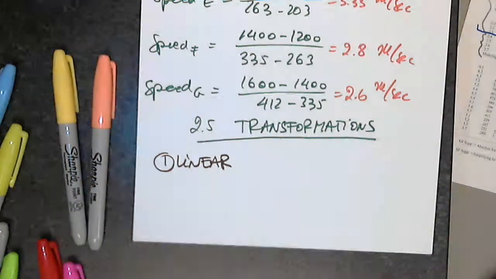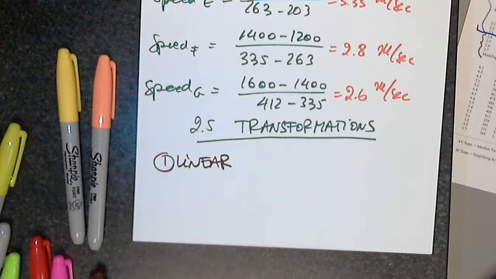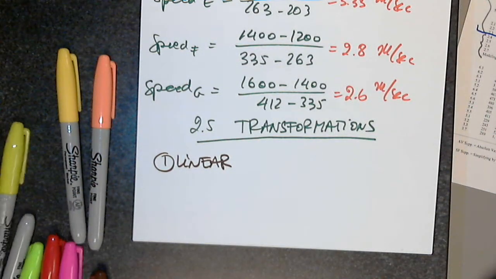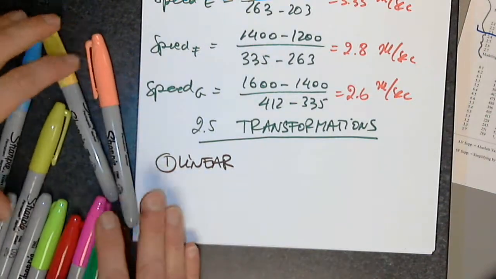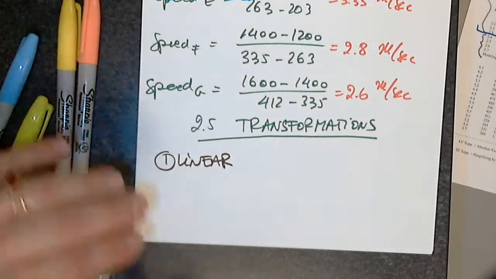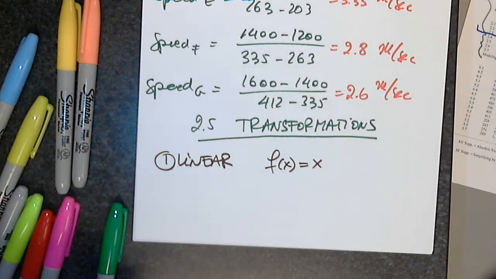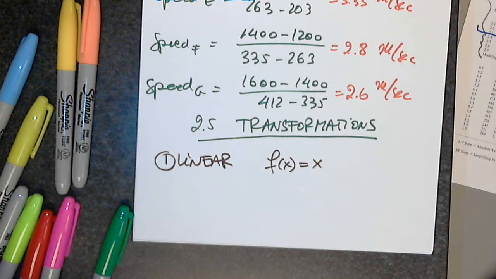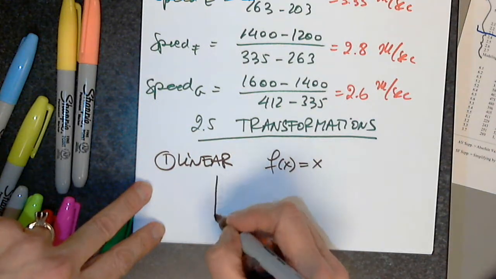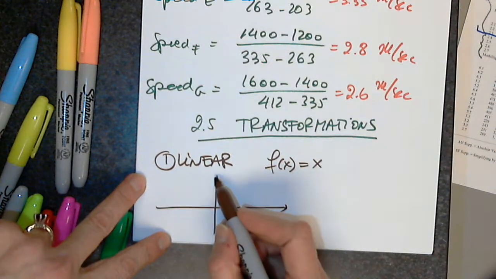Can anyone remind us or give us the simplest possible linear function that you can think of? That's it. It's also called the identity function. It's not an important name. I just wanted you to know, but no one will test you on that. So let's look at this graph.